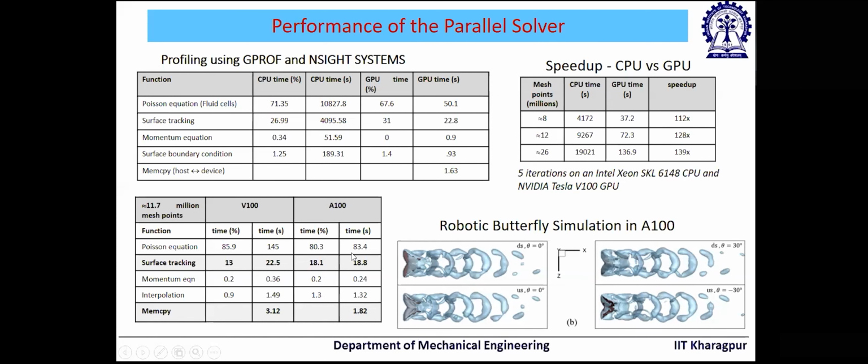Along with the Poisson equation solution, the iterations are much faster in A100 GPU. And one can see that we get a good benefit in terms of performance at 12 million cells in A100 GPU. The computing time is nearly half, and we have solved the robotic butterfly simulation in A100.